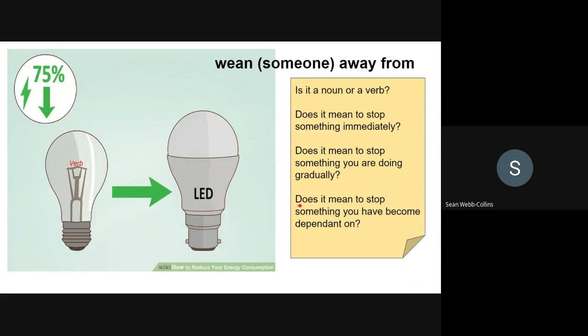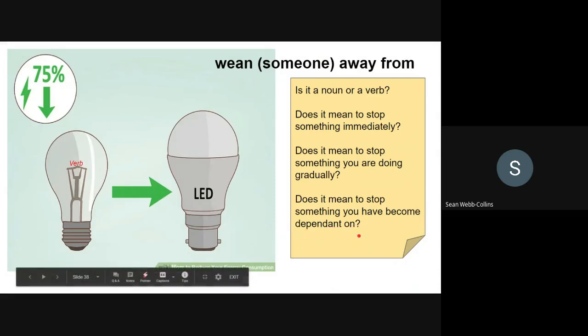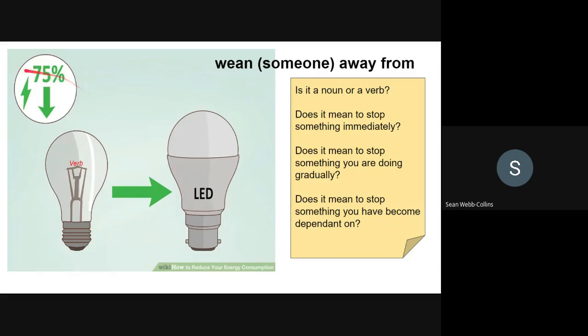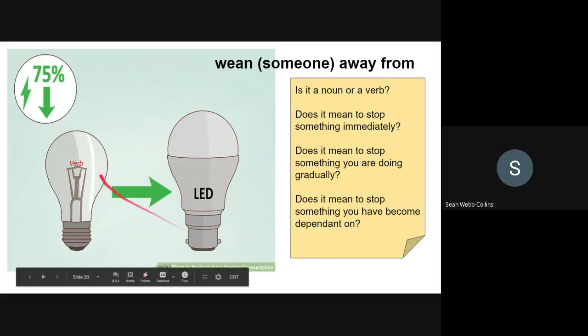Fourth question, does it mean to stop something you have become dependent on? Yes. So in this picture, for example, we need to wean ourselves away from the old light bulbs and replace them with LED light bulbs. We've become dependent on these types of light bulbs because they're brighter, but if we use LED light bulbs, they use a lot less electricity.